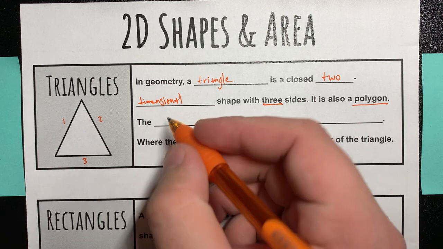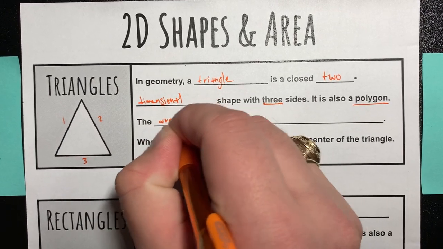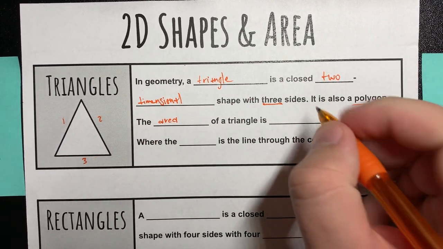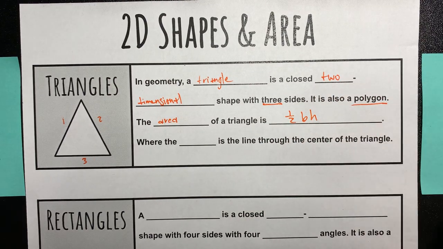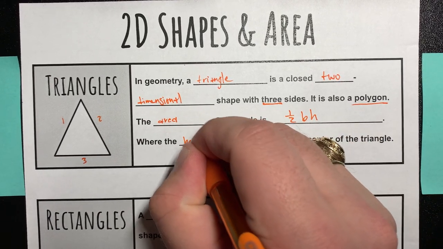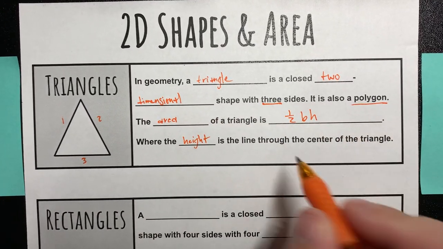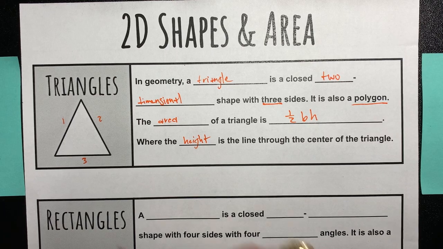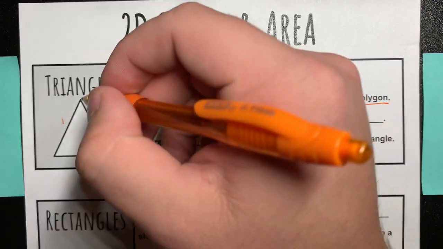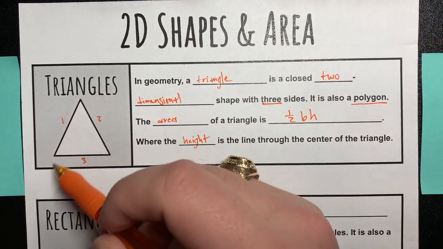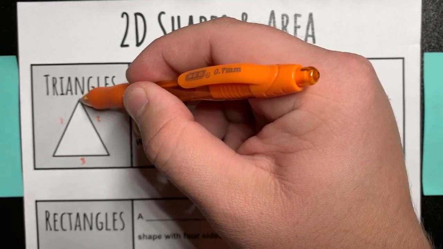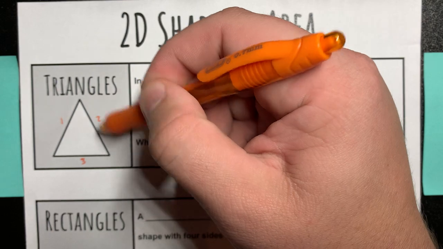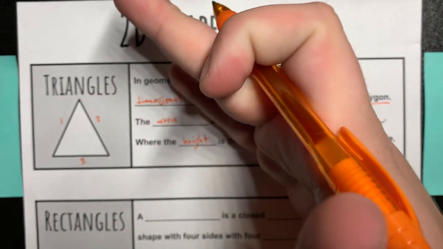So the area of a triangle is 1/2 the base times the height, where the height is the line through the center of the triangle. So looking at this triangle here, our height wouldn't be one of the sides, right? We're trying to see how tall this thing is. You wouldn't measure that by the sides because it's at an angle.